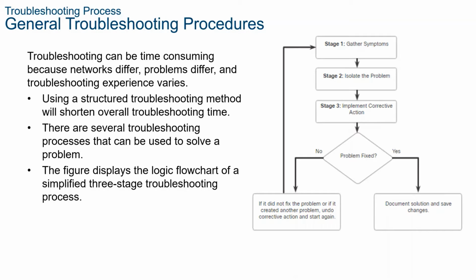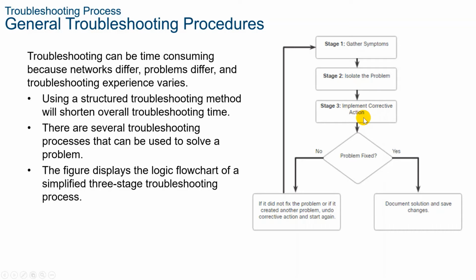Basically, network troubleshooting starts with gathering the symptoms. You should know what the symptoms of the problem are. Stage number 2 is you need to isolate the problem, and isolating the problem also includes isolating the components. You have to identify the components that are directly related to the problem and isolate components that are not part of the problem. After identifying the problem, the next step, stage 3, is to implement corrective action.